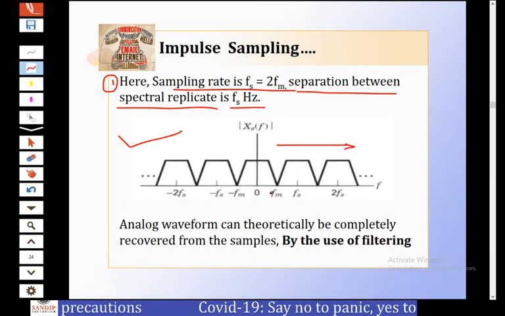So we have 0, fm, -fm, then 0, then fs, then 2fs. There is no separation, no gap between two sampled signals. The analog waveform can theoretically be completely recovered from the samples by the use of filtering.